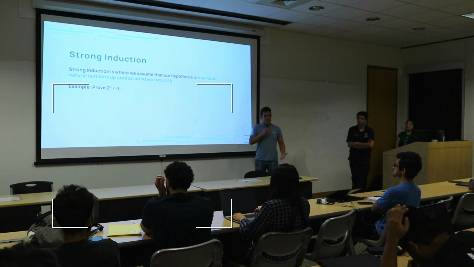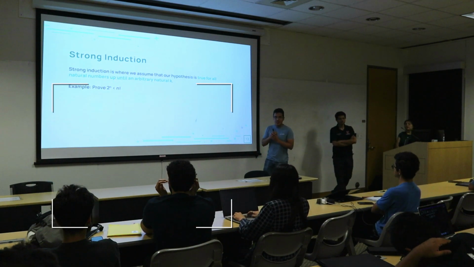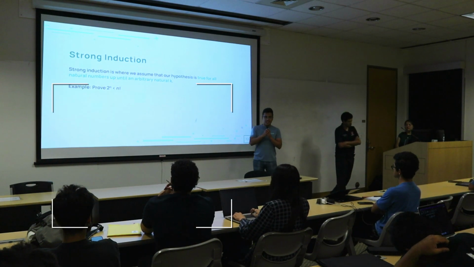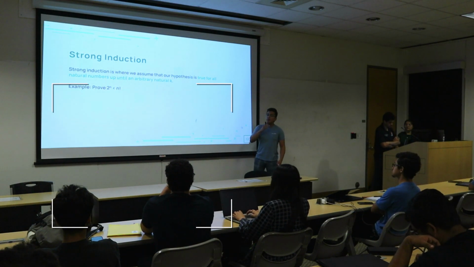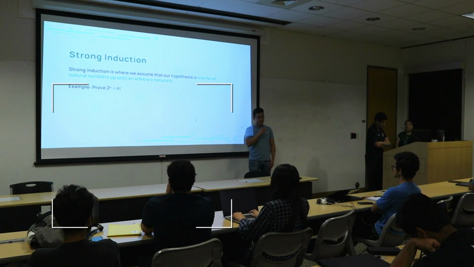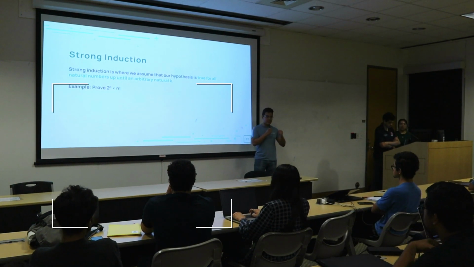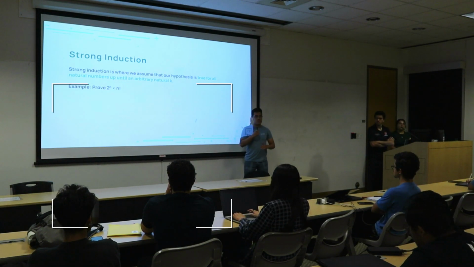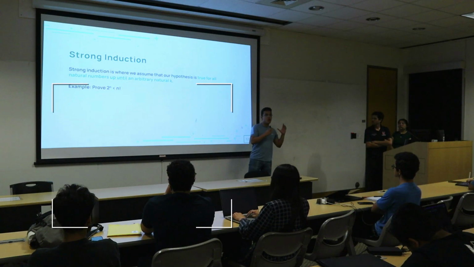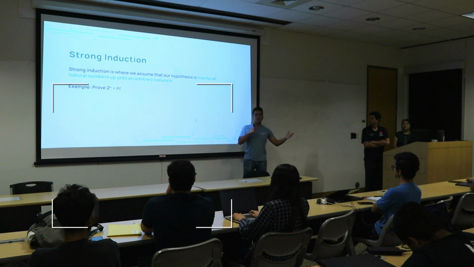So strong induction is where we're going to assume that our hypothesis is true for all natural numbers up until an arbitrary number k. So that's why it's strong, because it's going to be true for that series up until k, meaning that starting from our base case it is true all the way to our k, and then after that we're just going to show that it's true for k plus 1.